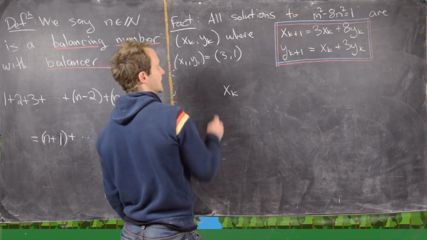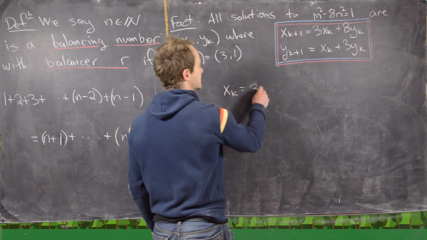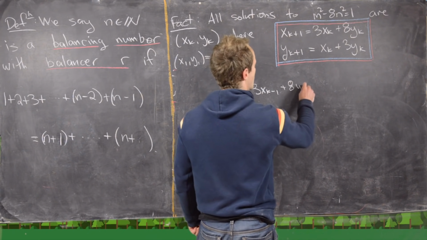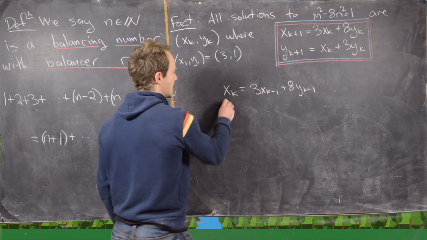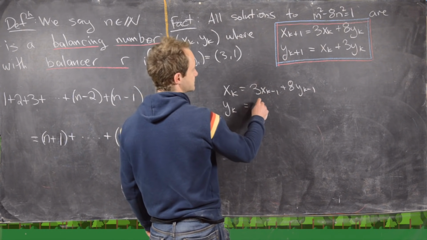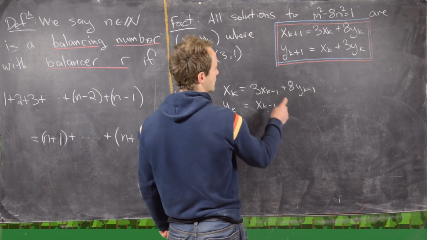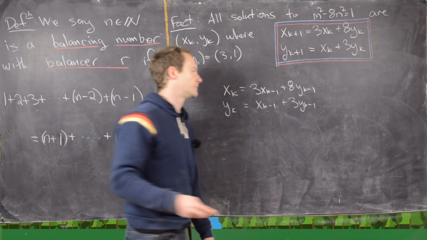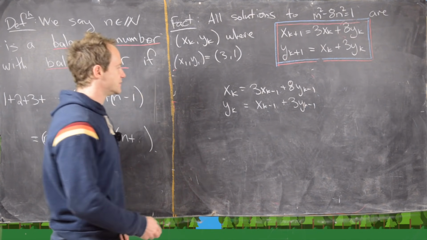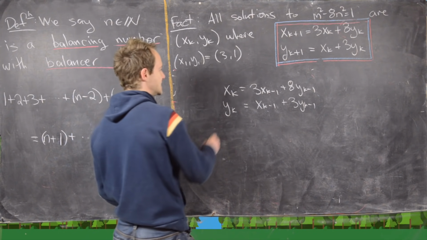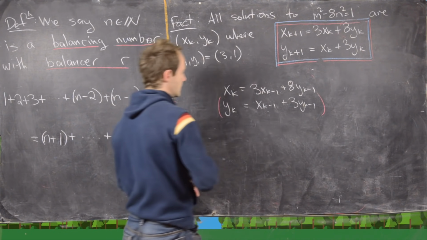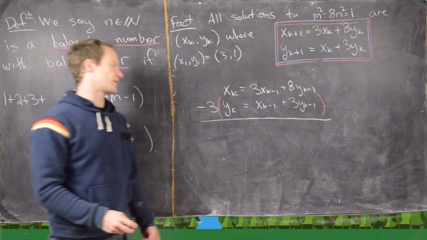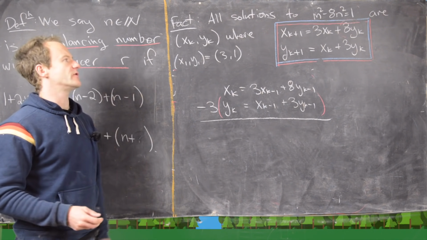So notice this is equivalent to x_k equals 3x_{k-1} plus 8y_{k-1}, and y_k equals x_{k-1} plus 3y_{k-1}. So now what I want to do is I want to take this second equation and multiply it by 3 and then subtract it from the first equation. And let's see the motivation here.